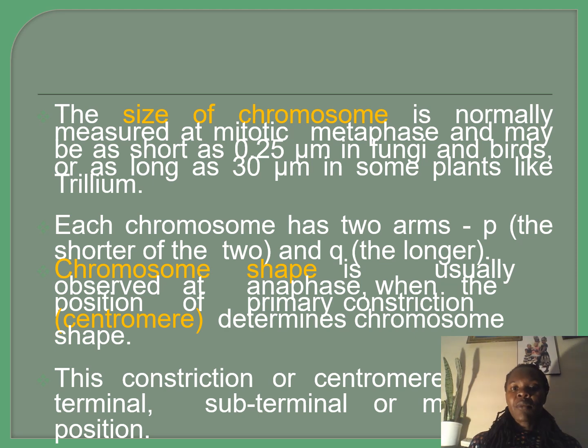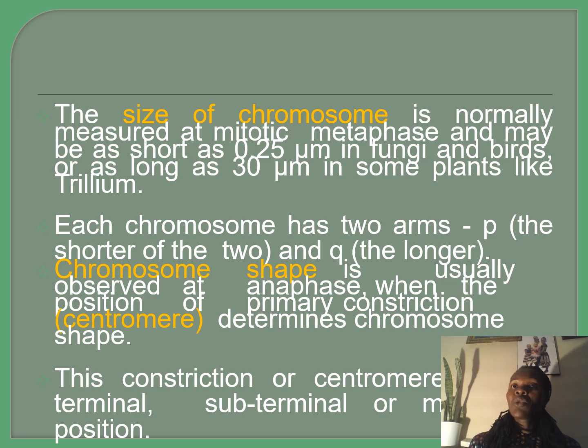So the size of chromosome, we just saw that we can clearly see it during metaphase, and they talk much about its size being short in fungi and some birds, and being long in some plants. So the size will always vary. Each chromosome will always have the short and the long arm, and then we have a primary constriction which separates the 2 arms. So you talk about the centromere.